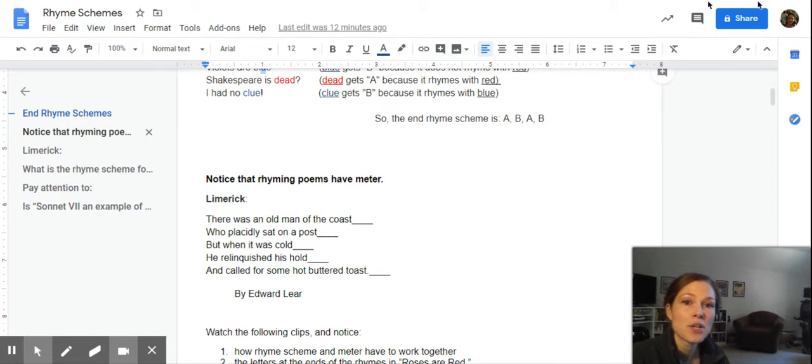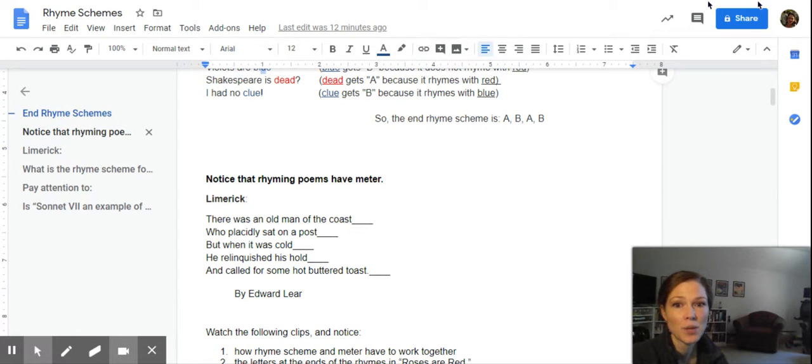And I want you to notice that rhyme schemes also have meter. Yesterday we looked at limericks, and we heard that there were 3 beats in the first, second, and fifth lines, and 2 in the middle lines. But there's also a rhyming pattern to limericks. The first, second, and fifth lines rhyme, and the third and the fourth lines rhyme as well.